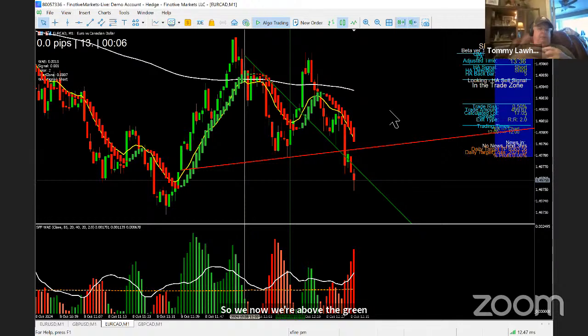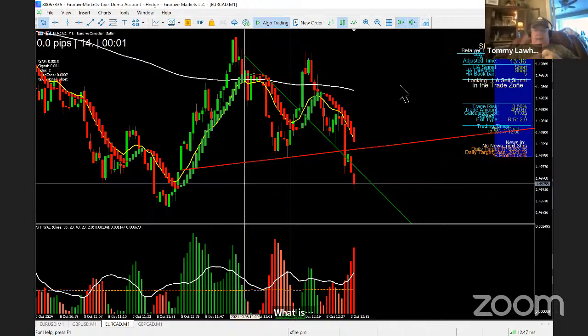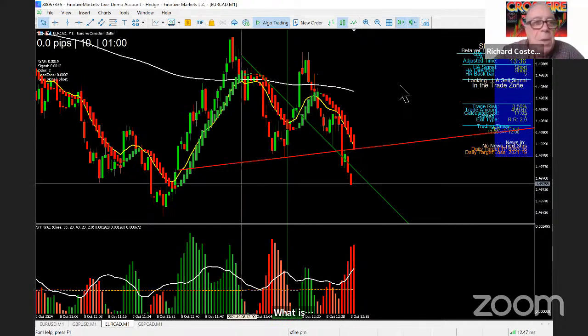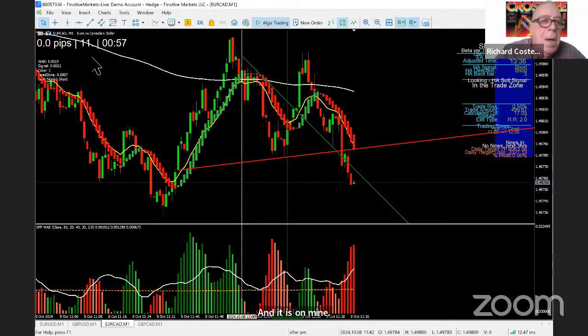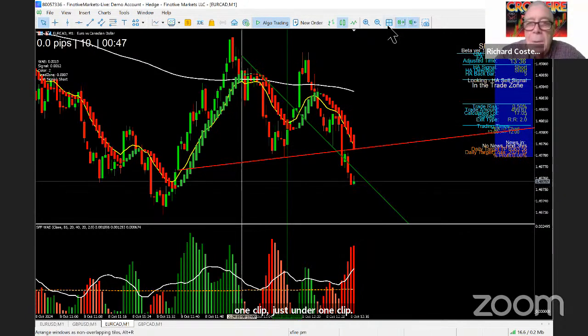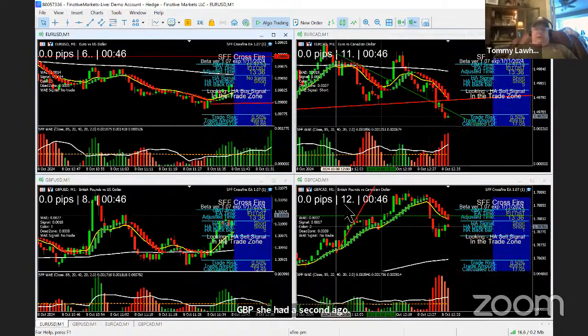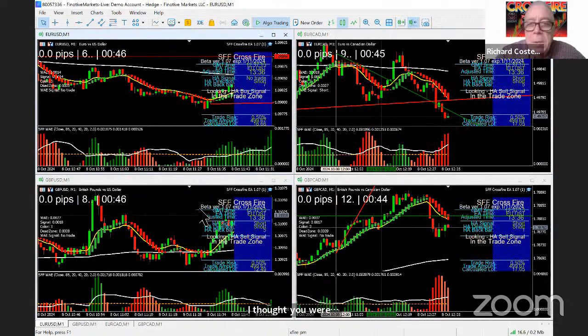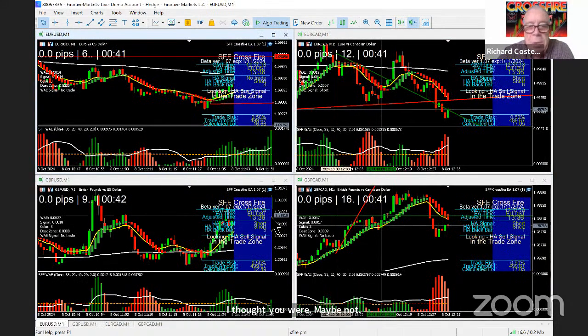I think the problem with that one is the spread, isn't it? It is on mine. Yeah, well, the spread on Eurocard on mine is just under 1 pip. Oh, I thought weren't you on GBP CAD a second ago? I thought you were, maybe not. I think I was talking about GBP USD, but I'll look at GBP CAD.